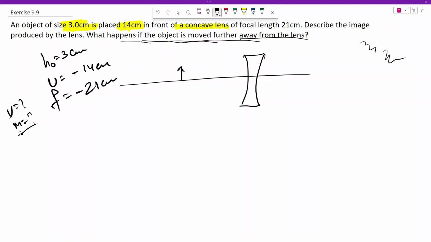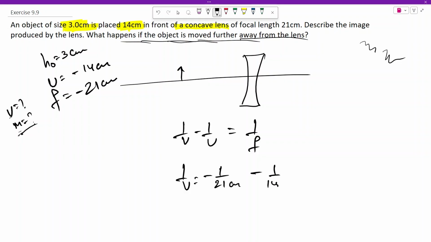So using the lens formula, we have 1 by v minus 1 by u equals 1 by f. So here 1 by v would be equal to 1 by f plus 1 by u, that is, minus 1 by 21 centimeter, and then u will go on that side, and that too is negative, so it will remain minus 1 by 14 centimeter. This will give us the value of 1 by v equals minus 5 by 42. Thus, the value of v is going to be equal to minus 8.4 centimeter. So the image is on the left hand side of the lens because we have got a negative value of v.